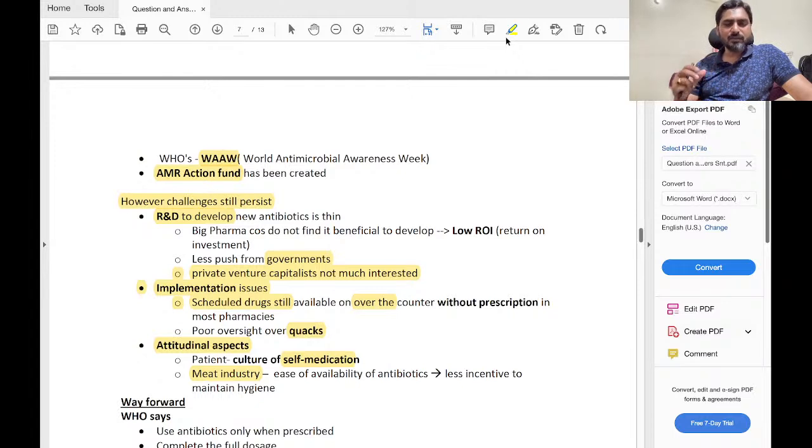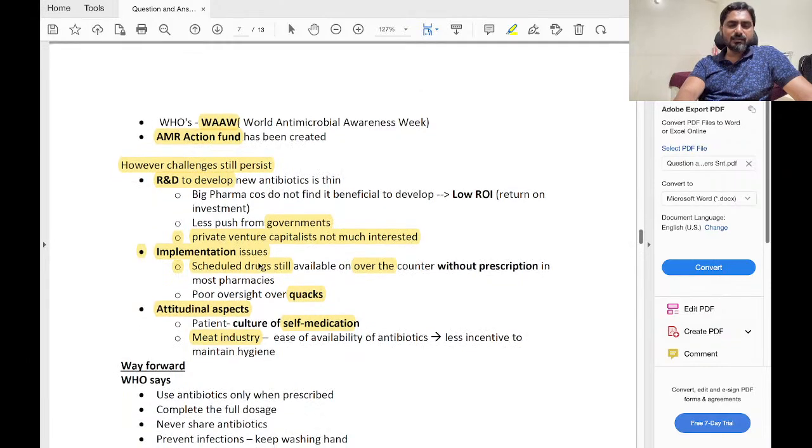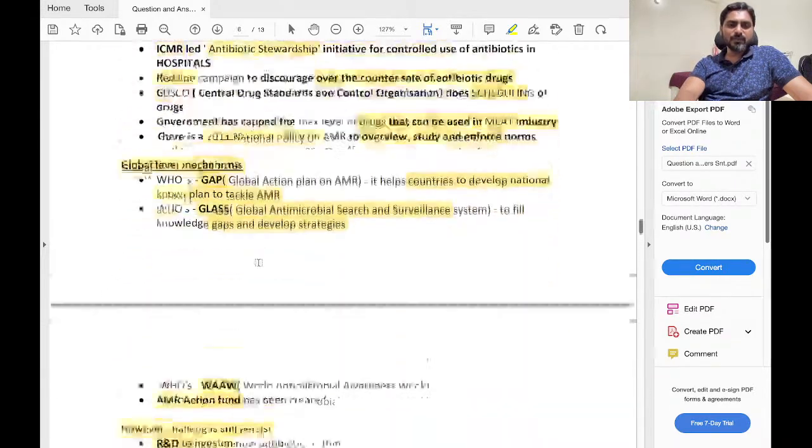So governments are also not very much inclined, and obviously private investors are also not very much inclined, because they feel that the market size is small for new antibiotics. They are not forcing the pharma companies to develop new lines of antibiotics. Those are some of the reasons. So you can pick and choose, and you can write some of the important reasons why this problem is persisting.